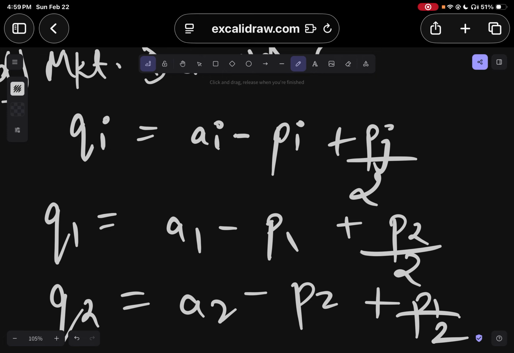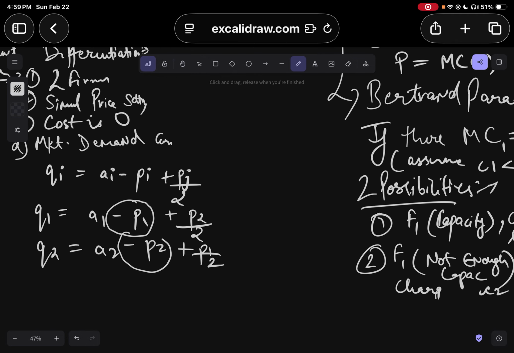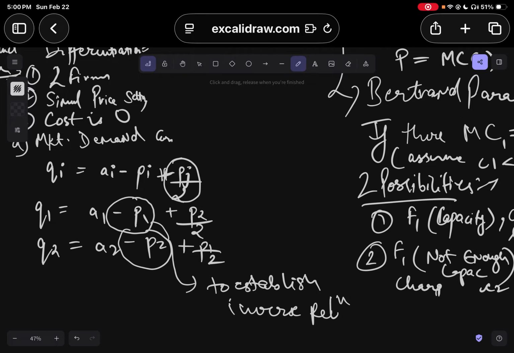Pi has a negative coefficient to establish that their own price relation is inverse. Pj has a positive coefficient because commodities i and j are substitutes of each other. Positive because i and j are close substitutes.